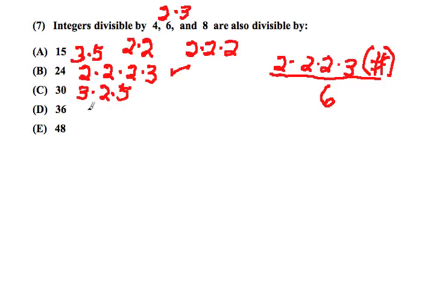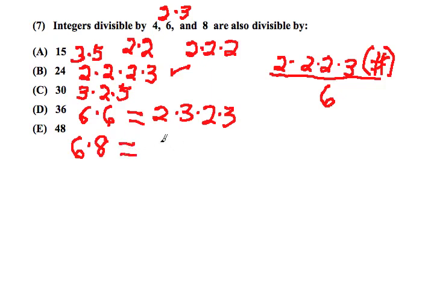Well, no 5. 36, we could do a 6 times 6, which is equal to 2 times 3, and then another 2 times 3. So we need 2 2's, which we have, but 2 3's, which we don't have. And 48, well, we could do 6 times 8, which is equal to 2 times 3 times 2 times 2 times 2. Okay, so we need 4 2's and a 3. We have a 3, but we only have 3 2's. So the only one that meets the condition is B.